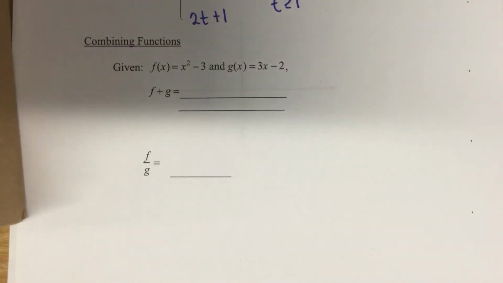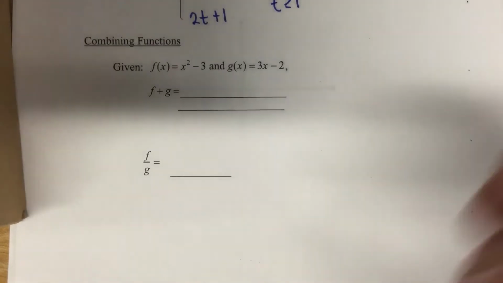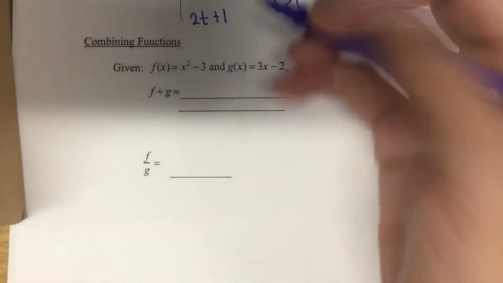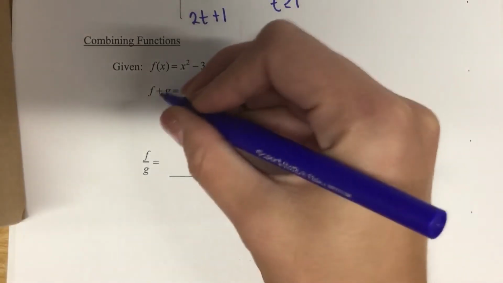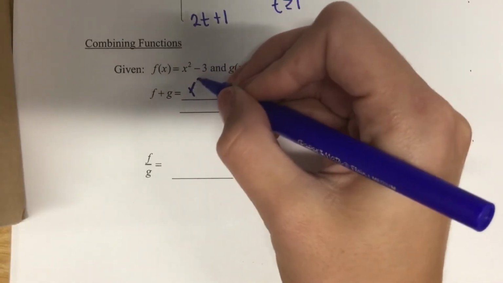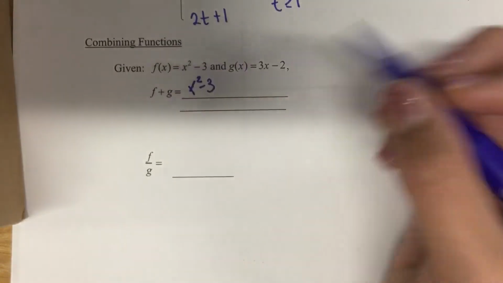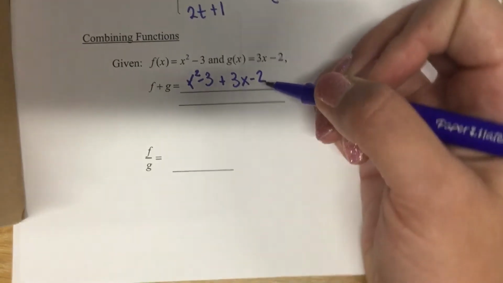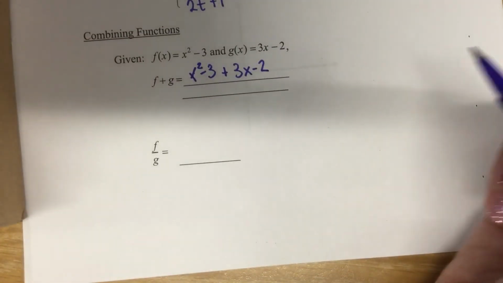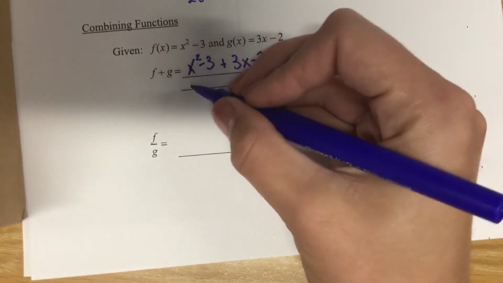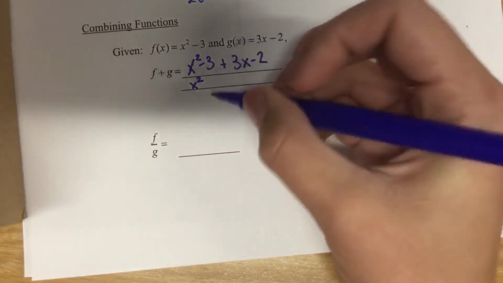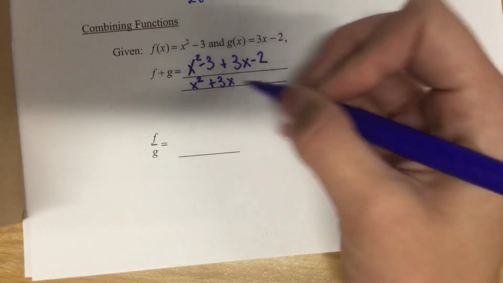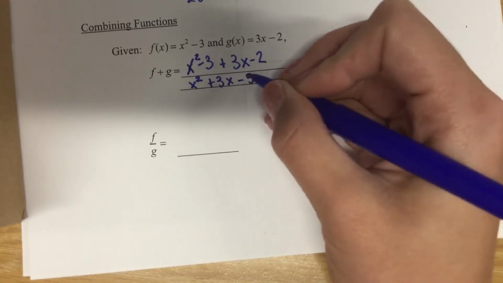So what about when we get into combining functions? Once we're reaching our combining functions here, we're looking at what happens when we actually add them together. So it literally just means we have f is x squared minus 3, and we're adding it to g. We say plus 3x minus 2. And so I can just combine like terms here. So I have x squared plus 3x, and then I'm combining negative 3 minus 2 is negative 5.